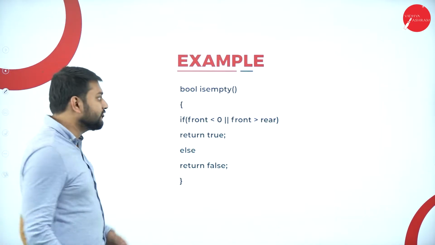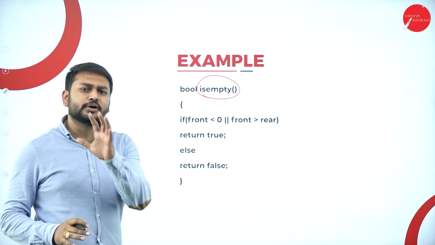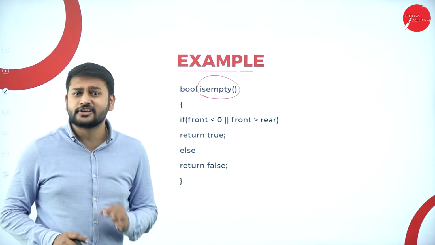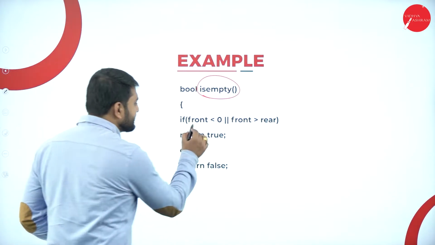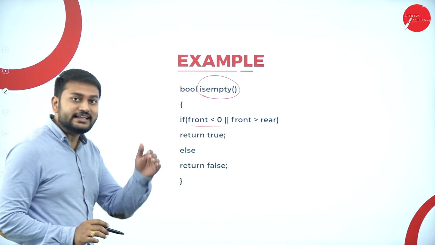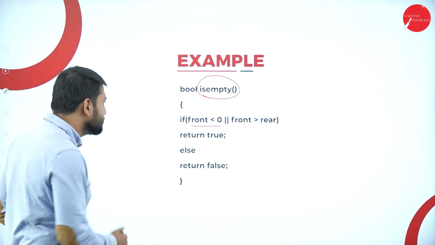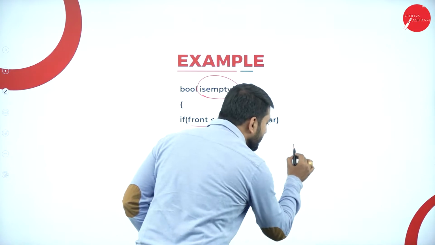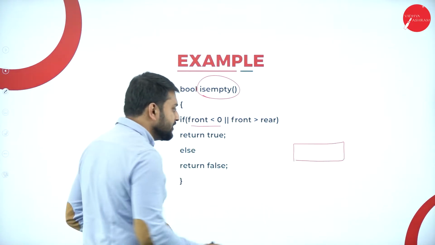The next function that we have is isEmpty. So guys, how do we check whether the queue is empty or not? We need to understand two important conditions. The first one, please observe: front is less than 0. So guys, when will this happen? Let me just show you. Imagine, how do we implement this queue? We will implement this queue with the help of an array. So let me just show you that.